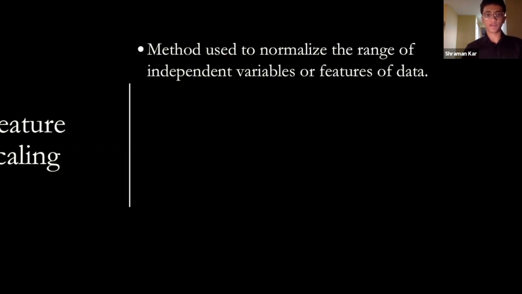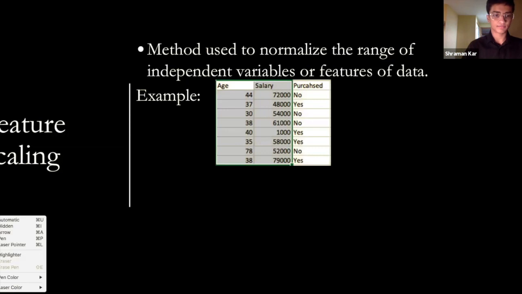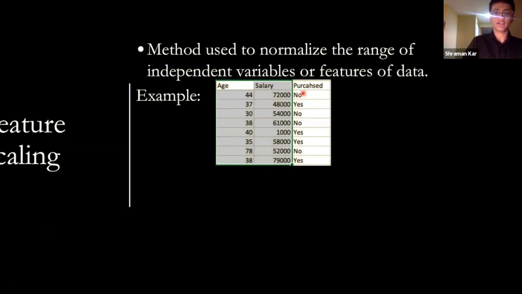So a really common thing to do in data preprocessing is feature scaling. Feature scaling is the method used to normalize the range of independent variables, or basically the features of the data. So let's take this data set as an example. As you can see here, we have age and salary, but the age and salary have completely different scales. What the machine learning algorithm might do is give the salary more importance because it has a higher scale, but we don't want that. So to fix that, we have to do feature scaling.